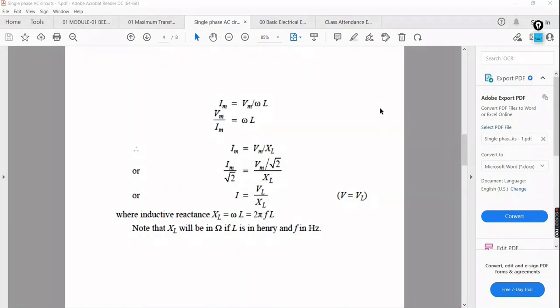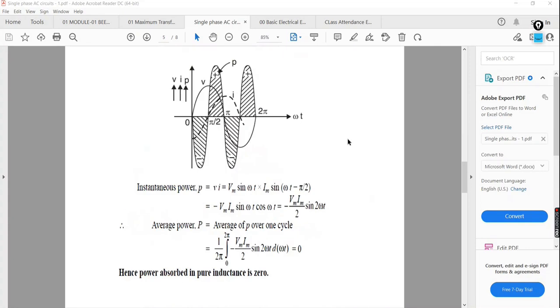Okay, then I need to make the evaluation of the XL, that is omega L, which is equal to 2 pi FL. What is the F? Frequency of the supply. What is the L? Inductance. The inductance will be measured in terms of Henry. Frequency is measured in terms of Hertz. But we need to make the derivation with respect to the power which is to be absorbed by the pure inductance, which is equal to 0, because the inductance will not consume any power.